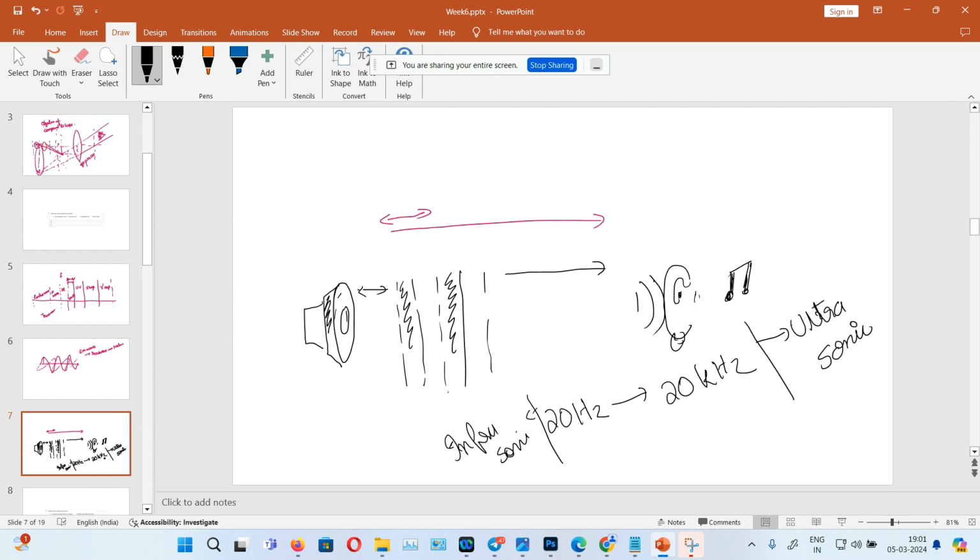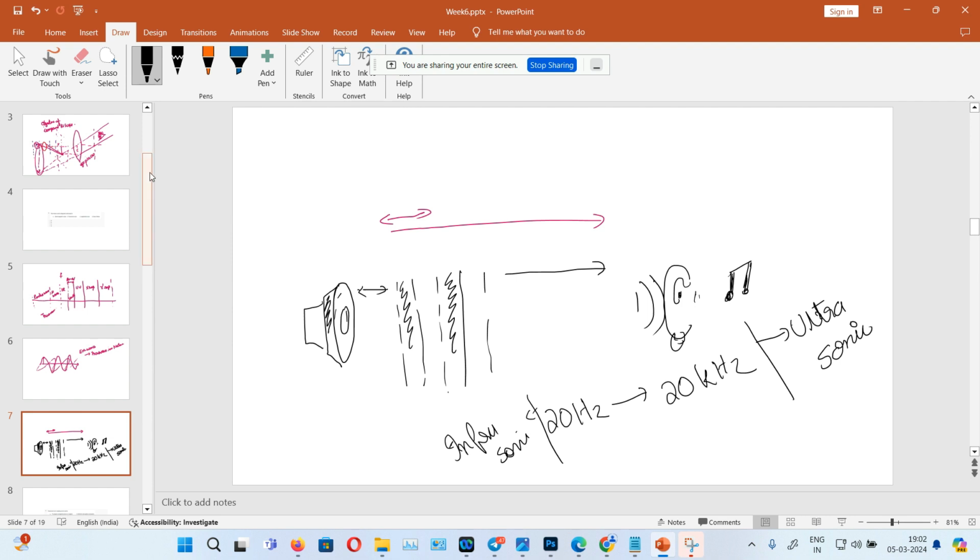Another thing is that the same ultrasonic waves, with a frequency beyond 20 kilohertz, can be used to diagnose things, as well as to treat kidney stones and gallbladder stones. We can use ultrasonic waves to crush them, or put them in a resonance mode, and the stones get crushed by themselves because of this frequency. So we can use it as a treatment also.